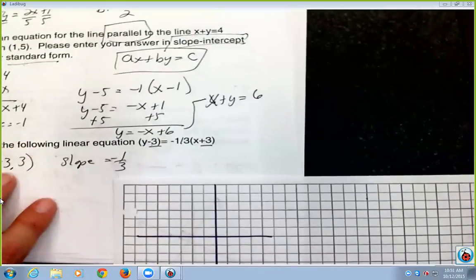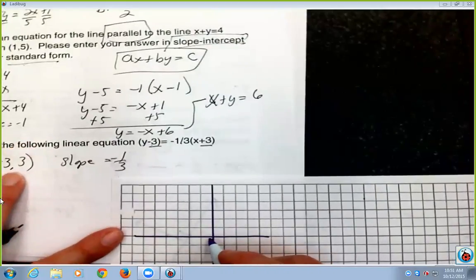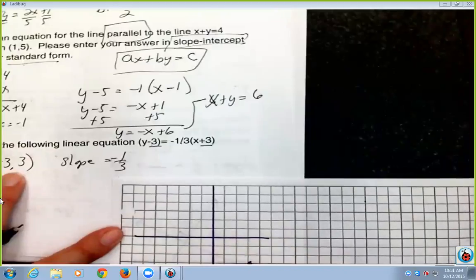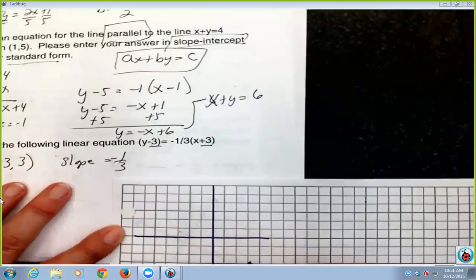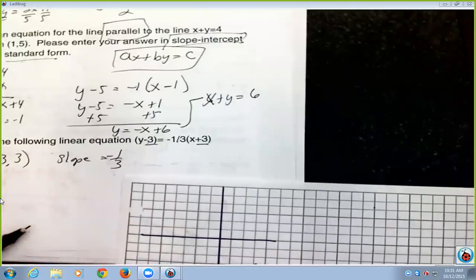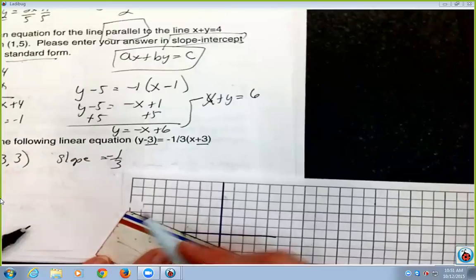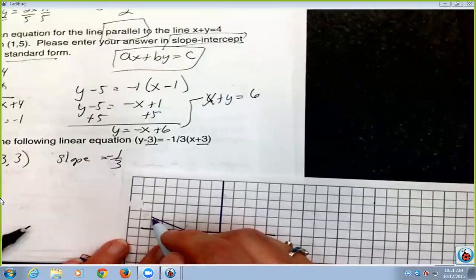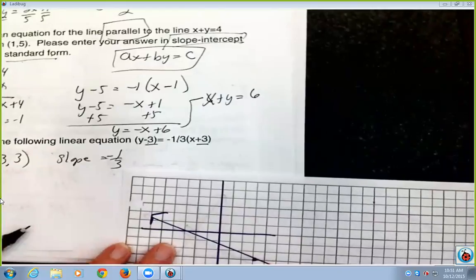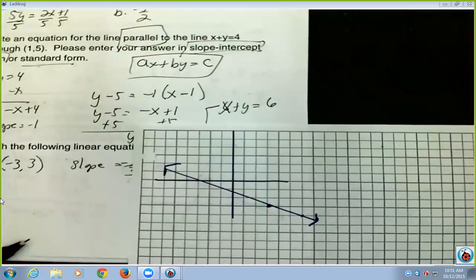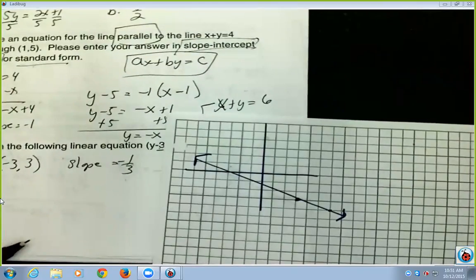So I am at -3. Slope says go down 1 and over 3. So here's my graph. So that's what my graph would look like on that one. Oops, set my point in here. Get it all in there. Kind of shows. Okay.